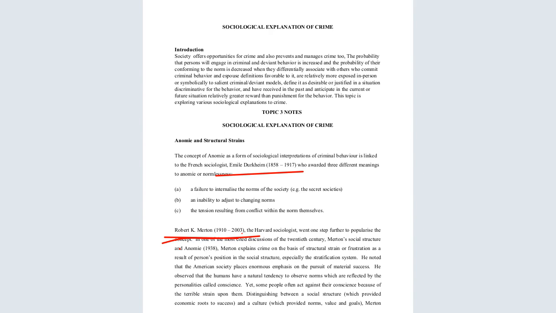And so it's very important for us to internalize these norms. It's very important for us to be able to adjust, and also to absorb the tension resulting from the conflict within the norms themselves. So, of course, then comes in Robert Merton, who was born around 1910 and lived to 2003. Robert Merton, a Harvard University sociologist, went a step further to popularize this concept of structural anomie. According to Merton, strain is a structural strain or frustration resulting for persons in a particular social structure.